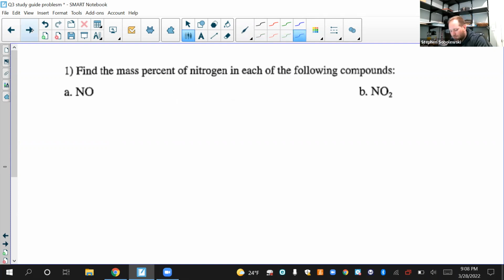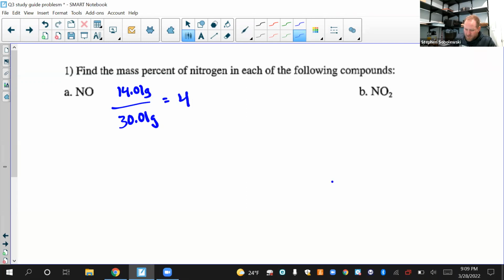All right, so the stoichiometry section started with mass percent, or percent composition. We're probably not going to see much of an emphasis on this. This is really just getting used to molar masses. So percent nitrogen in each of the following. For NO, the first step is finding the molar mass of NO. N is 14.01, O is 16.00, so the molar mass is 30.01. To find the percentage N, it's going to be 14.01 grams divided by 30.01 grams times 100.